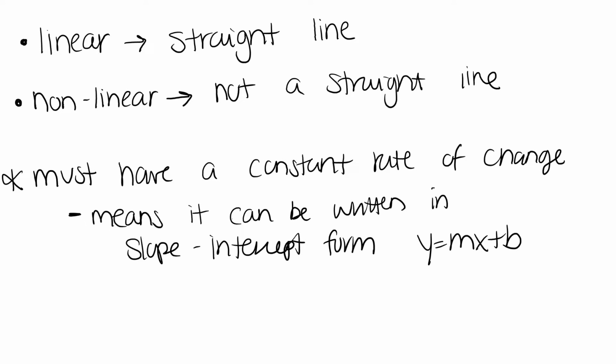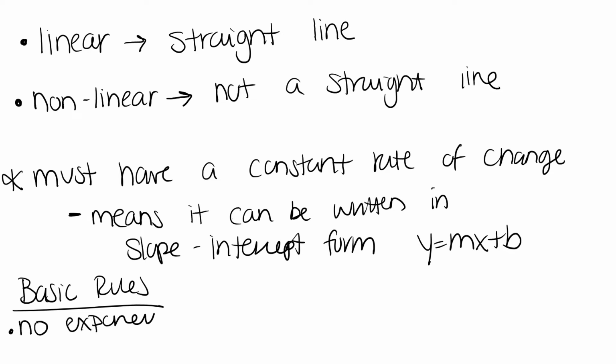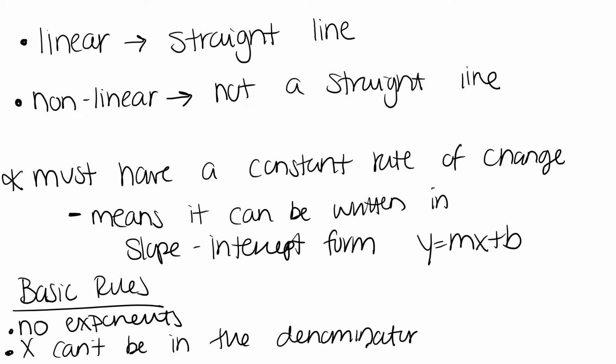Some basic rules that you can remember: no exponents. There are no exponents in slope-intercept form, y equals mx plus b. And if there's a fraction, x cannot be in the denominator. There can be fractions, but if it is a fraction, x can be in the numerator, it cannot be in the denominator. So this is what we're going to be looking for when we look at our examples.